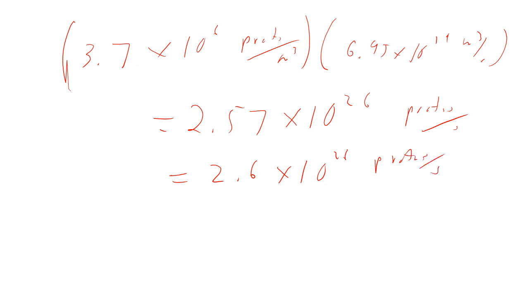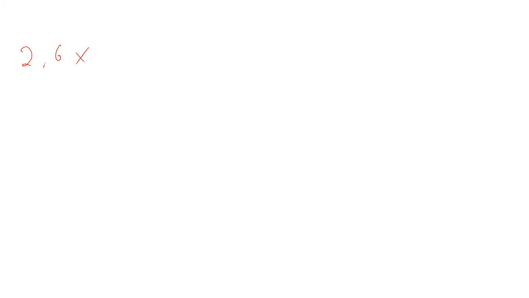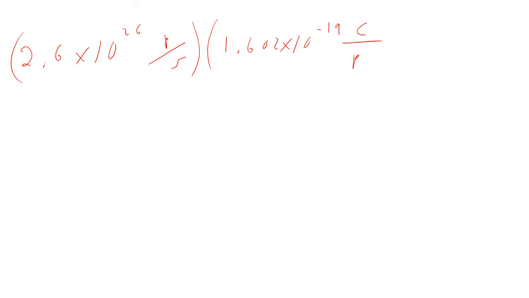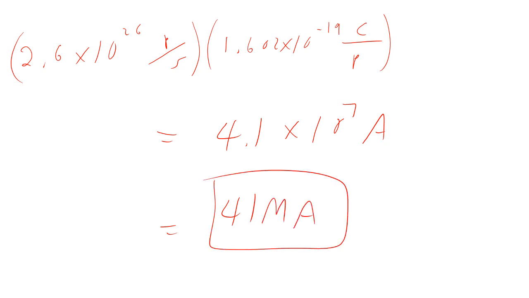Okay, well, we know the charge of a proton. So if we want to find the charge per second, in other words, we want to find the amps, so that'd be coulombs per second, what we do is we take 2.6 times 10 to the 26 per second times 1.602 times 10 to the minus 19 coulombs per proton, and that comes out to be 4.1 times 10 to the 7 amps, or in other words, 41 mega amps. That's the current impinging on Earth due to the solar wind.